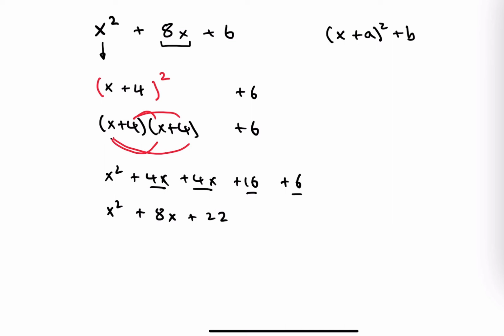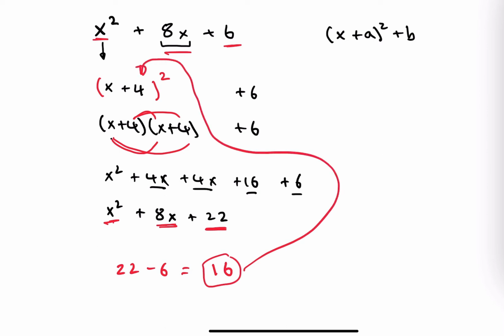Now, if we compare it to the original, this is x squared, this is x squared. Okay, good. 8x, 8x. Okay, this is fine. However, the original is 6, but we get 22. If we find the difference, 22 minus 6, we get 16. Now, if we compare this 16 to this 4, we realize that if you square the 4, you get 16. And that's why you always subtract whatever that number is squared.